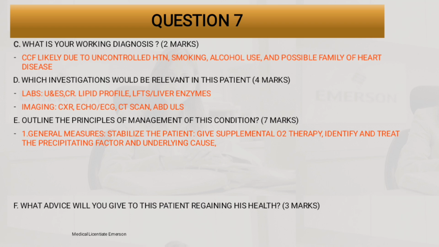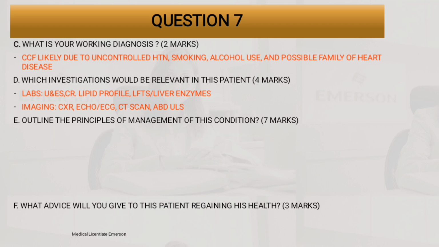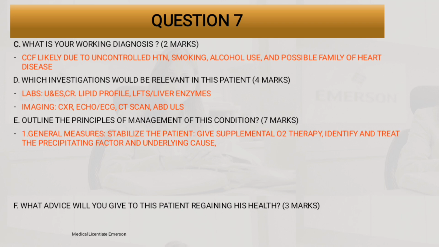Okay, then outline the principles of management for this patient. So one, you can do general measures where we stabilize the patient and give supplemental O2 therapy. We identify and treat the precipitating factors and underlying cause. So two, we are going to control the congestive state, which is also known as reducing preload. And how do we reduce preload?